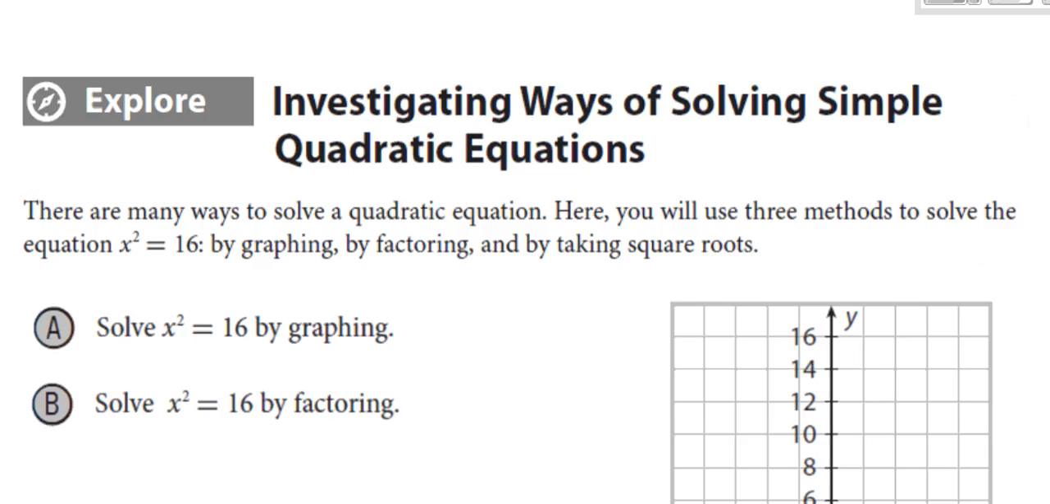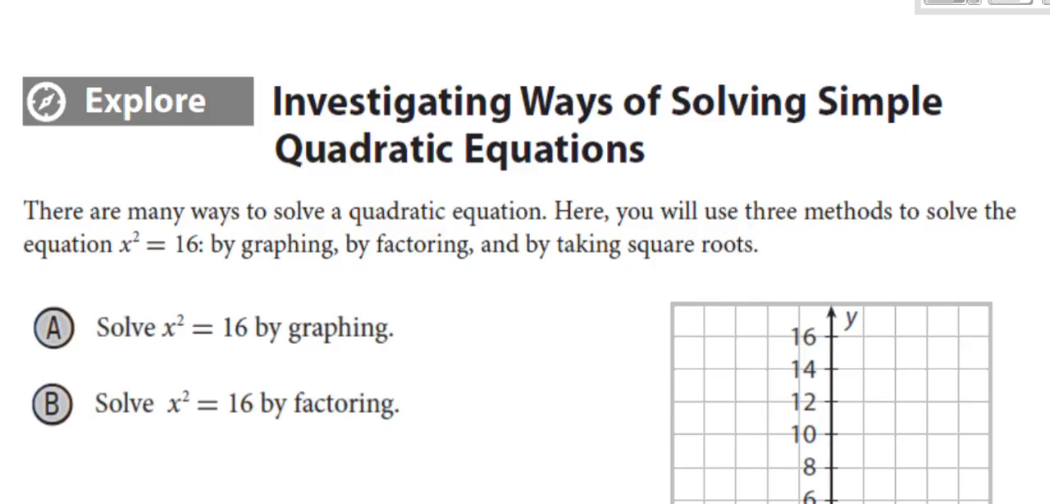So first thing you need to know is that there's really at least three ways that you could solve. So we're going to solve x squared equals 16. We're going to solve it three different ways. First, you can solve it by graphing.